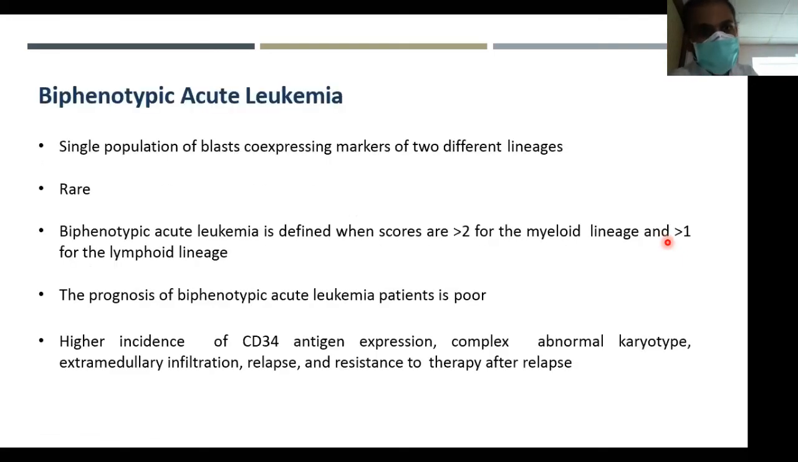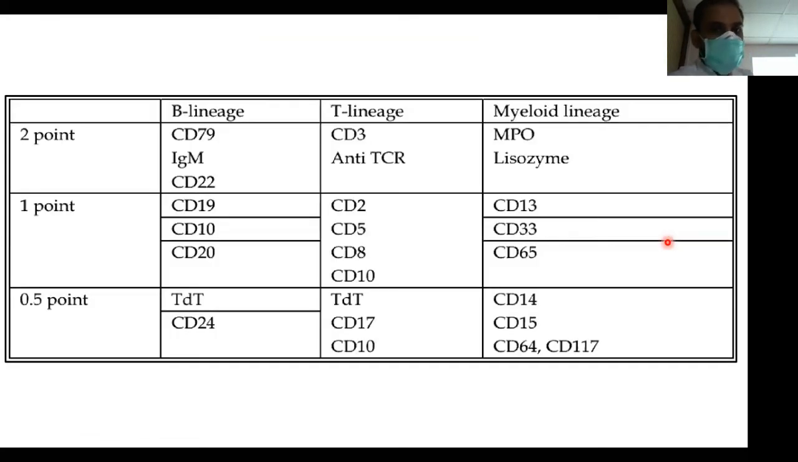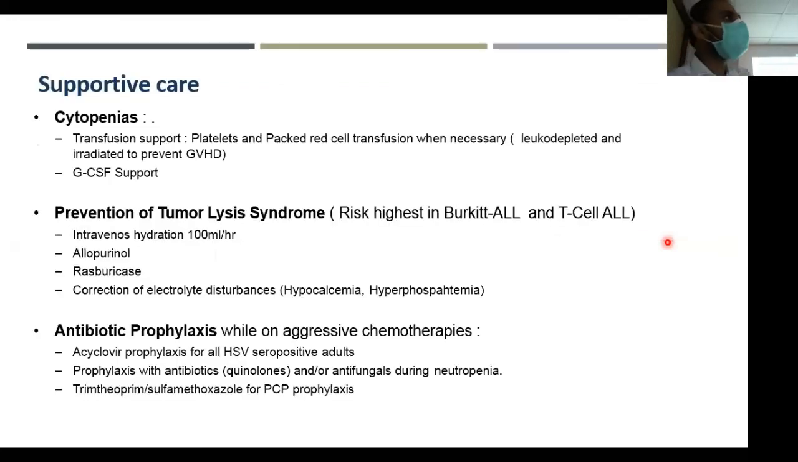The last slide is about biphenotypic leukemia, which expresses markers of both lineages. There are certain criteria for diagnosing mixed phenotype. And most important, other than the chemo, is supportive care.